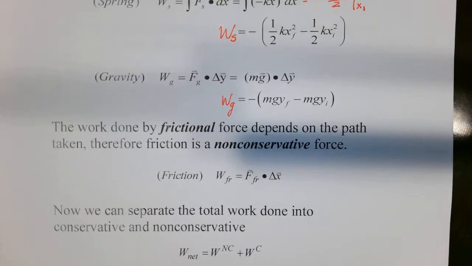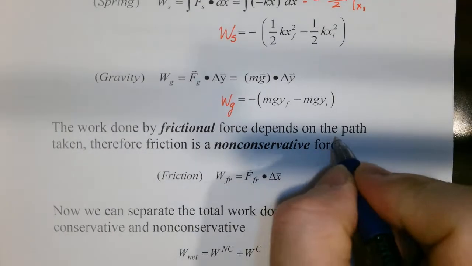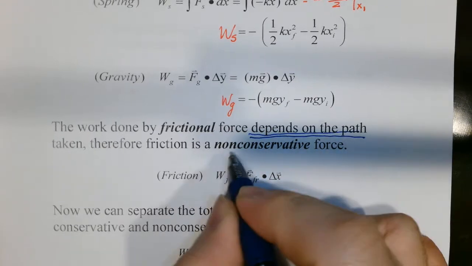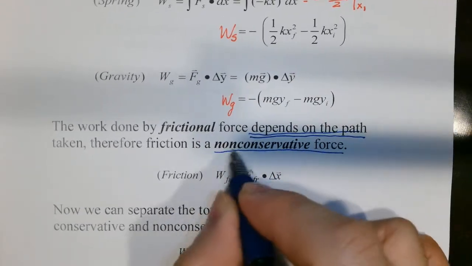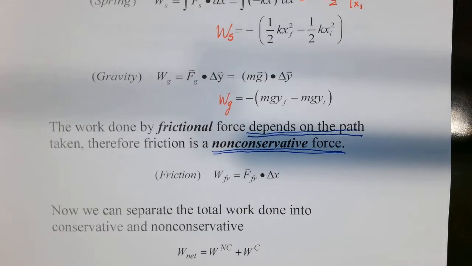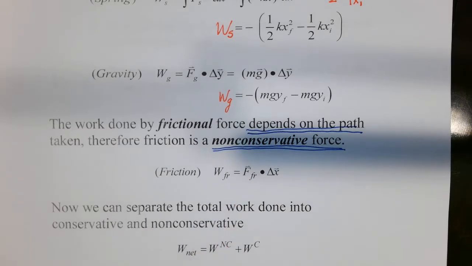Now the work done by frictional force depends on the path. And when it depends on the path, it is a non-conservative force. So work done by friction is friction dot delta x.